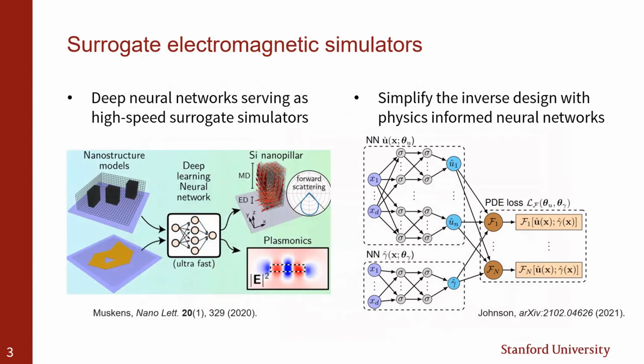To address this bottleneck, people have been looking into machine learning algorithms. For example, here shows some excellent works using deep neural networks as surrogate EM simulators. These studies demonstrate the possibility of using machine learning to accelerate the near-field simulation or simplify the design problem. Of course, these are just two representatives, and there are a lot more interesting studies in the field recently.